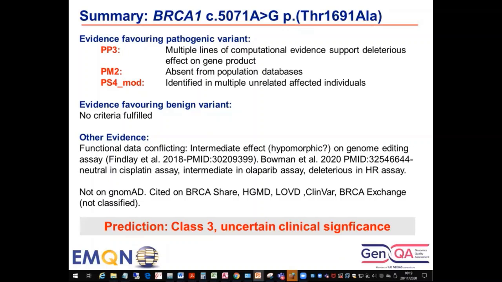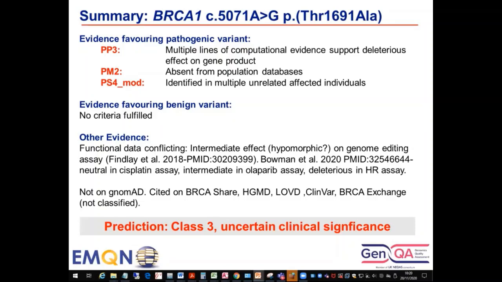However, the functional data for this variant are somewhat conflicting. The Findlay et al. saturation genome editing paper indicates that this variant has an intermediate effect and therefore may be a hypomorphic variant. A cisplatin assay, an olaparib assay, and a homologous recombination repair assay performed by Bowman et al. in their 2020 paper gave a neutral result, an intermediate result, and a deleterious result, respectively, leading us to a conflicting series of evidence that is certainly not declarative in either direction in terms of pathogenicity or benign for this variant.